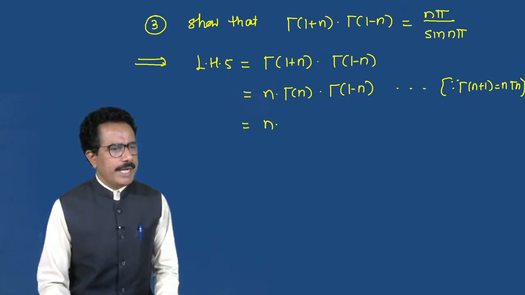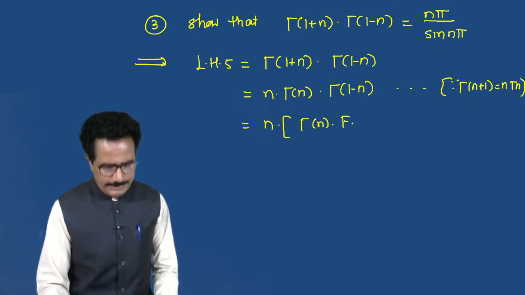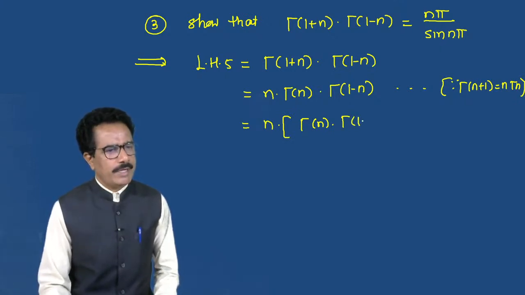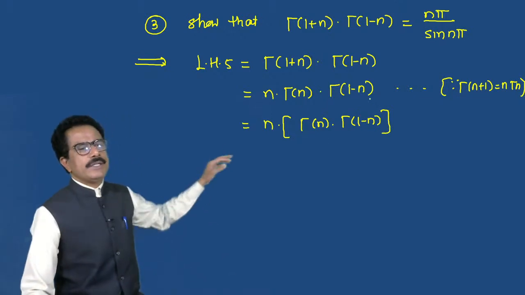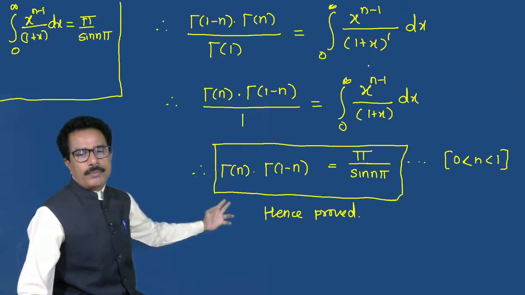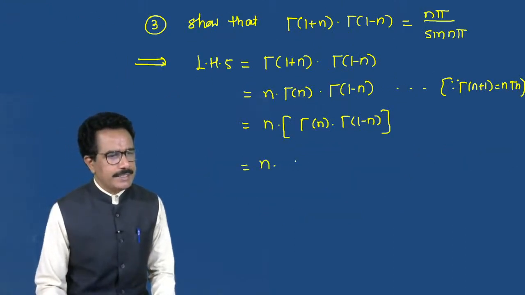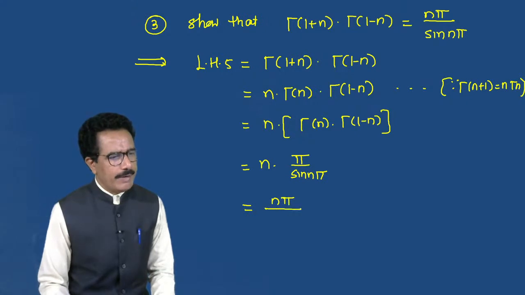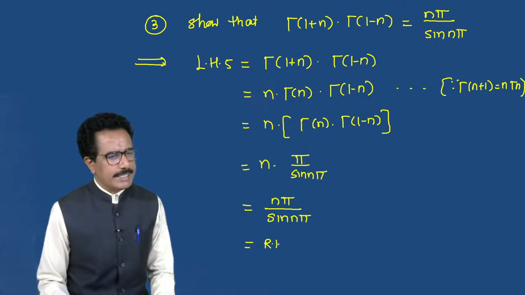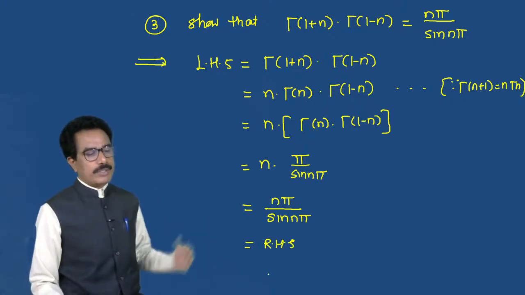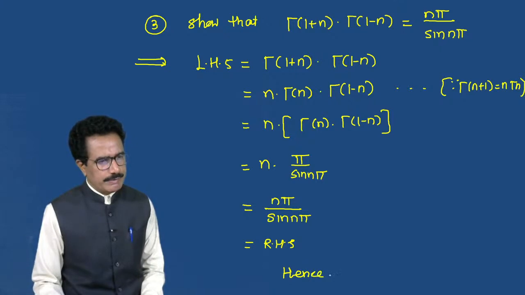So n into gamma n into gamma of 1 minus n. Gamma n into gamma of 1 minus n we have proved as pi divided by sin n pi. So n as it is, pi divided by sin n pi. So this is n pi divided by sin n pi, which is equal to the RHS. Therefore LHS equals RHS, and hence proved.